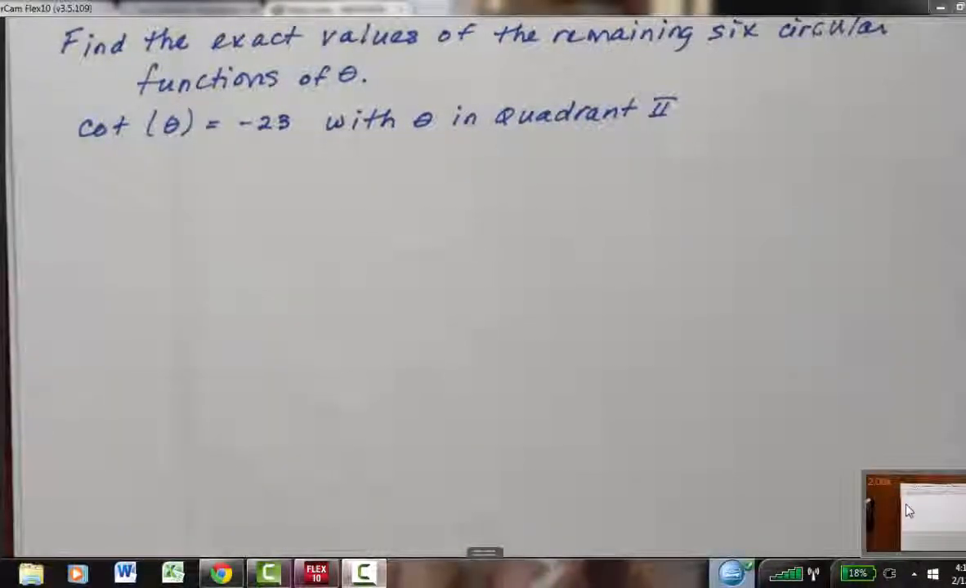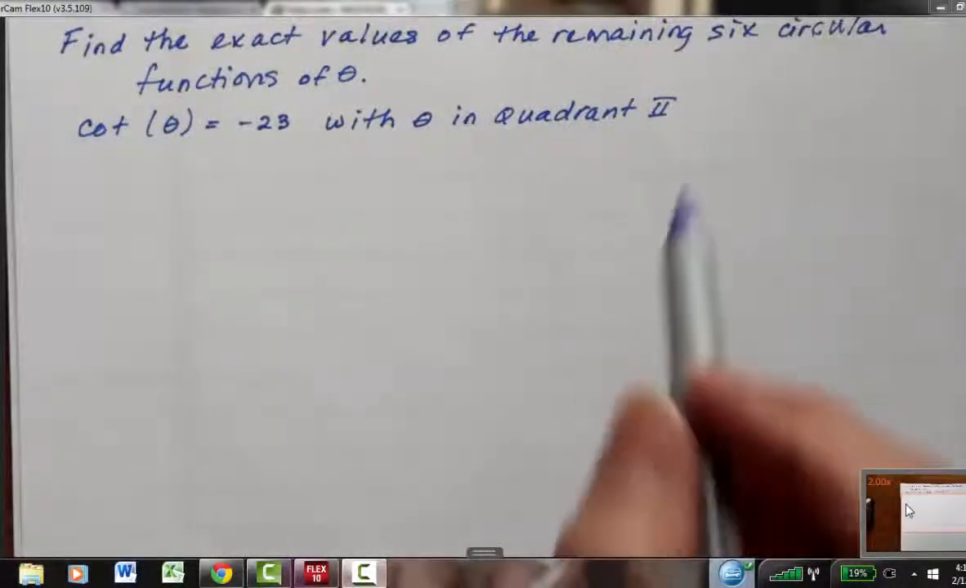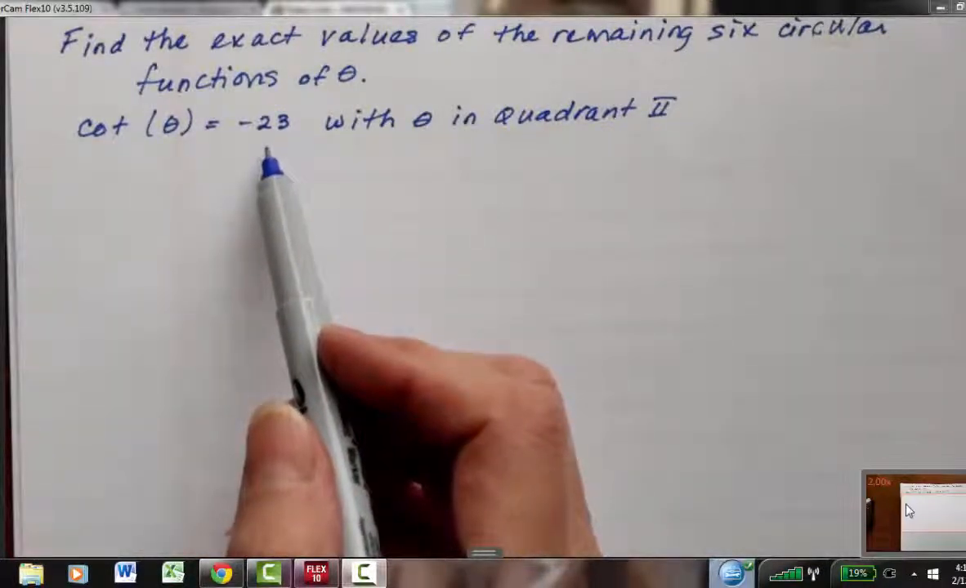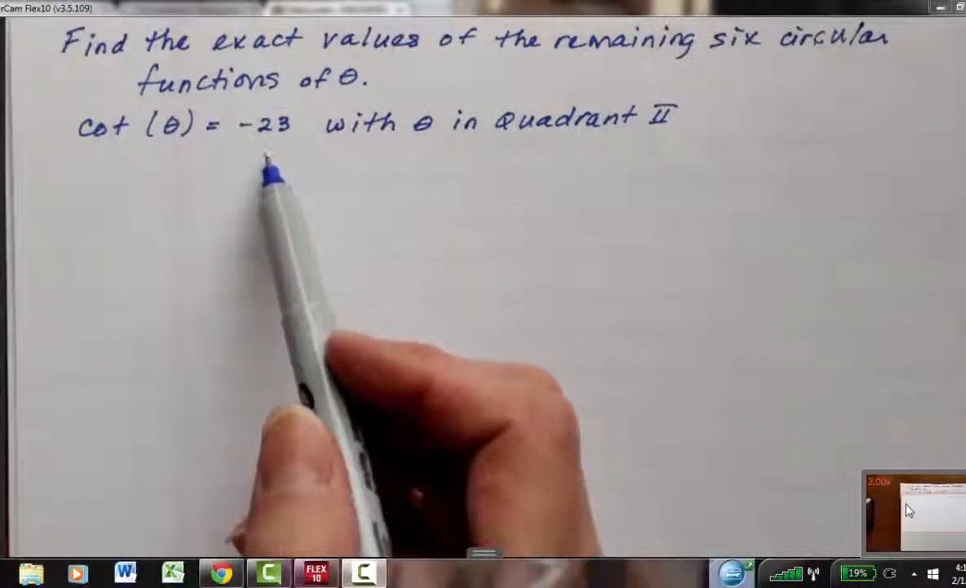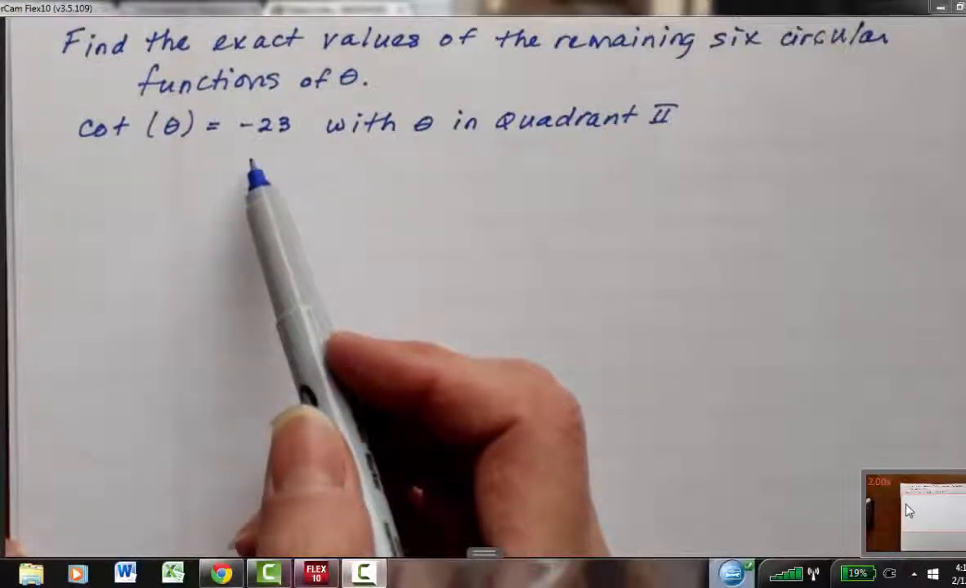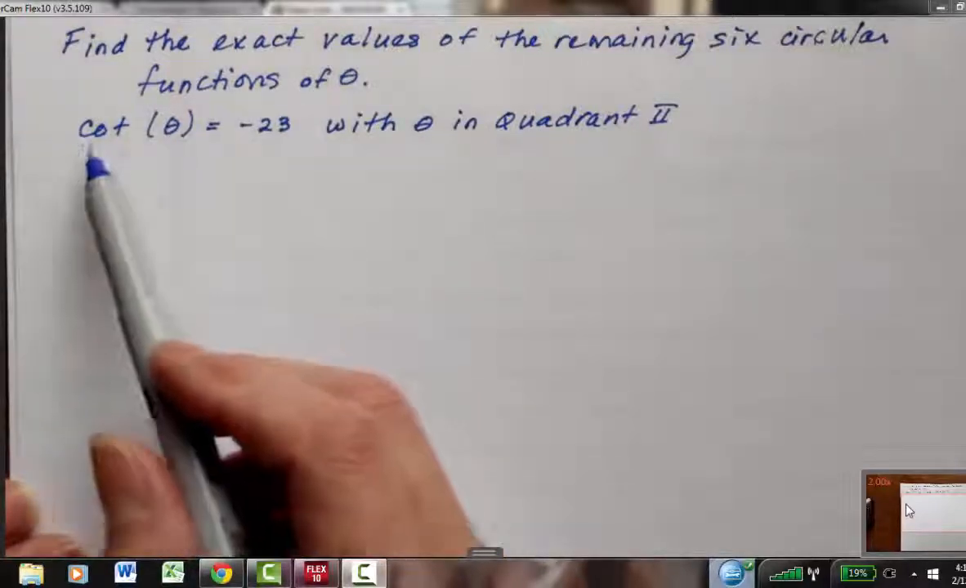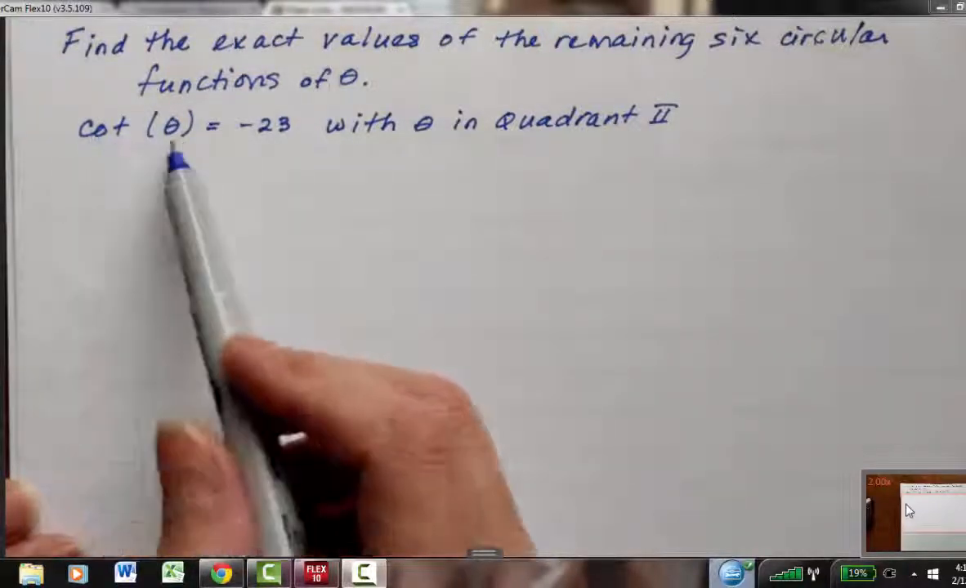We're going to find the exact values of the remaining 6 circular functions given this one circular function. And we're going to do this by using our identities. We have our quotient identities and our reciprocal identities, and then we have our Pythagorean theorem identity. So the first thing I'm going to do is use my quotient identity for cotangent.